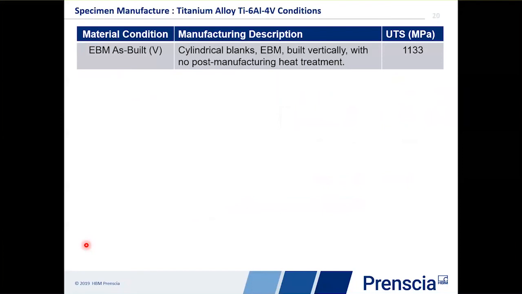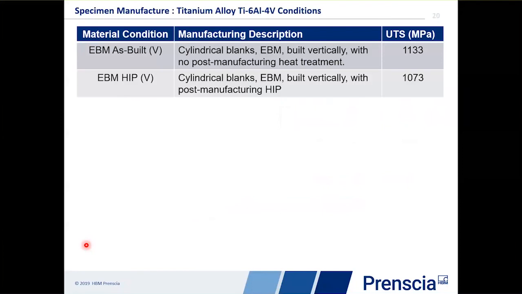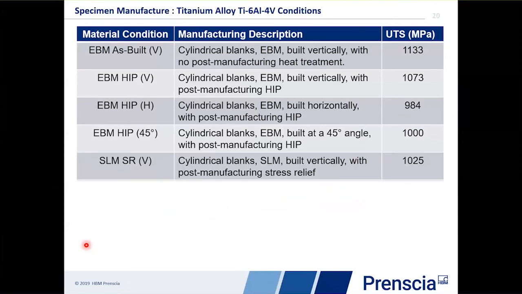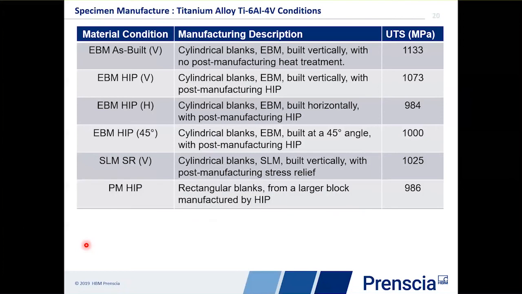So there's the electron beam vertical as received. Here's a comparison with the same electron beam with a hip post-treatment. And then you can see the horizontal, and the 45-degree. This one's selective laser melting UTS. And here we can see the powder metal hip.